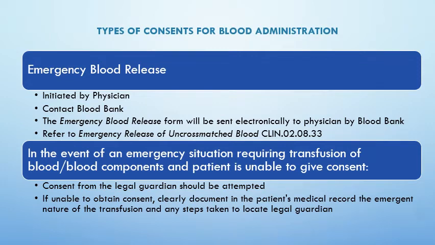For administering emergency blood that has been released emergently, you need to refer to the emergency release of uncross-matched blood policy. In the event of an emergency situation requiring transfusion of blood or blood components, the patient is unable to give consent. Consent from the legal guardian should be attempted. If consent cannot be obtained, it needs to be clearly documented in the patient's medical record the emergent nature of the transfusion and any steps taken to locate a legal guardian.